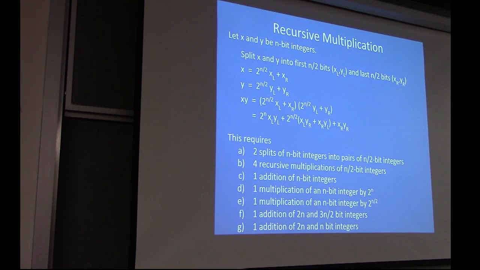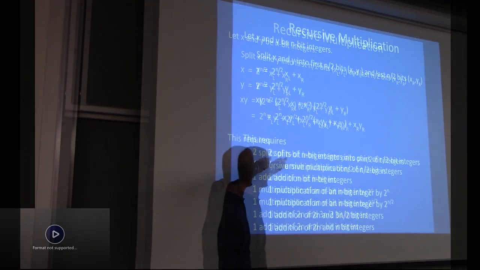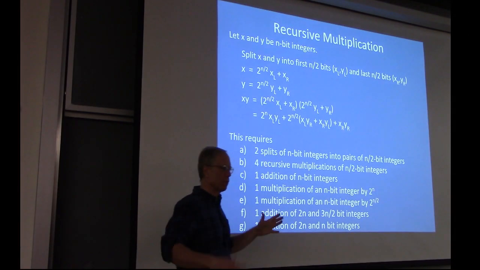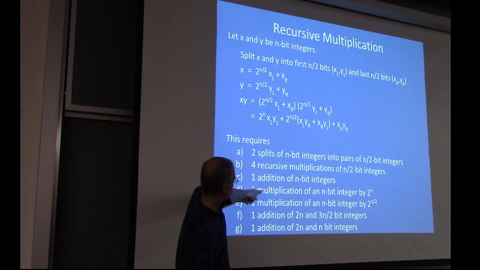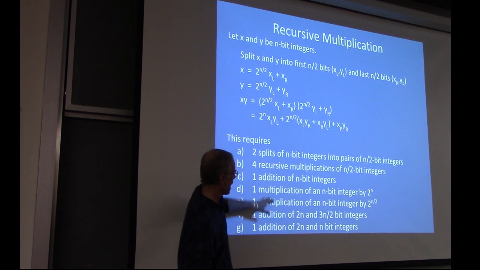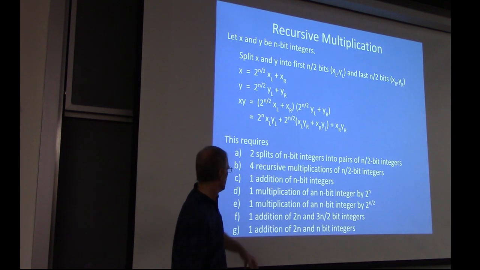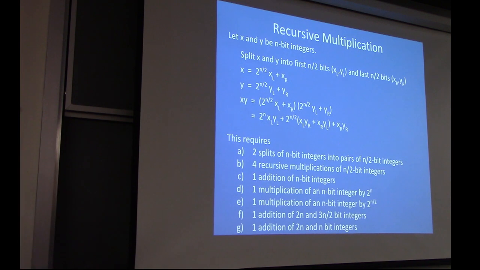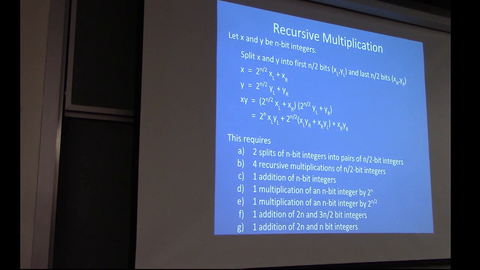So, there's our algorithm. And if we're trying to do the complexity, you'll see that we have to do 2 splits of numbers. We have to do 4 recursive multiplications of numbers half as big as the original. We have to do an addition of n-bit integers and a multiplication, which actually is just going to be a bit shift. This multiplication is also a bit shift. And a couple of additions. And the question is, how do we figure out the complexity of recursive multiplication from this accounting?